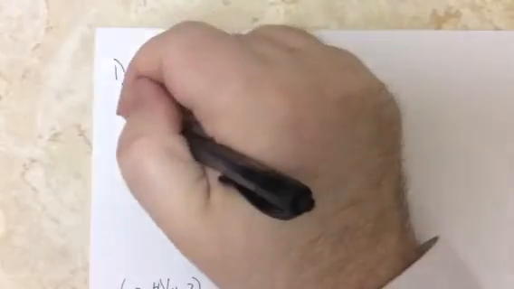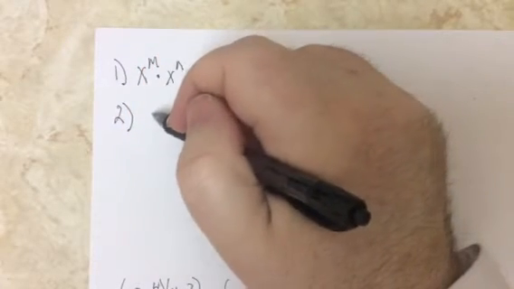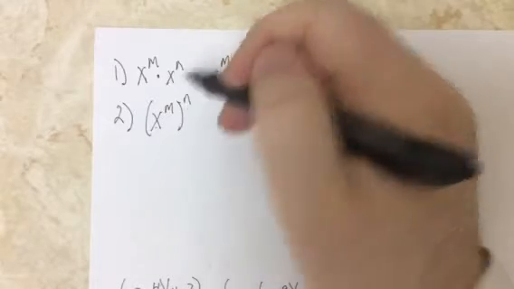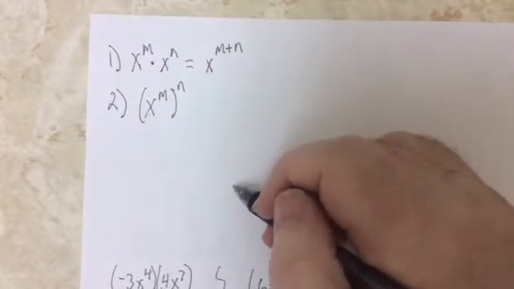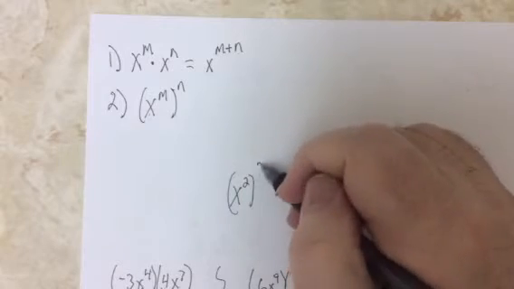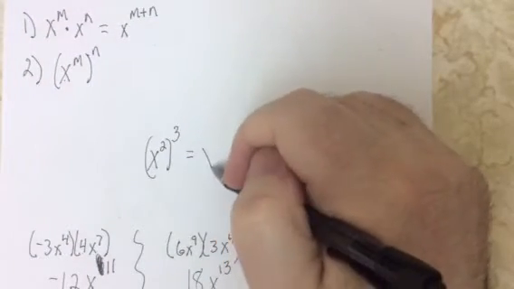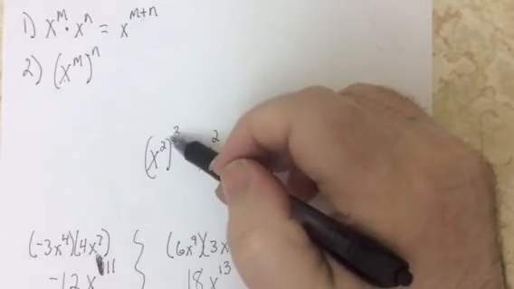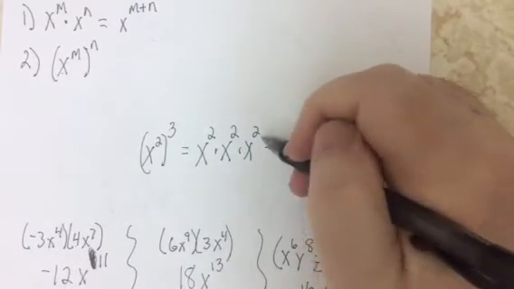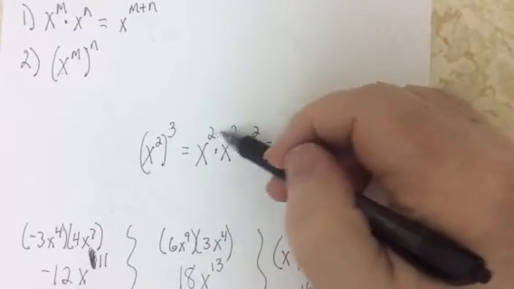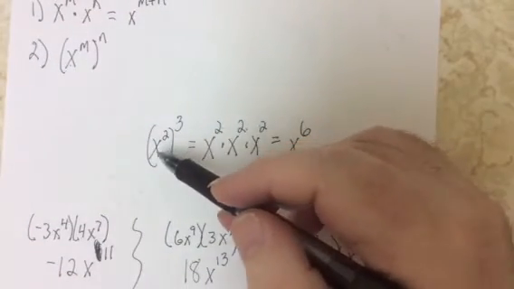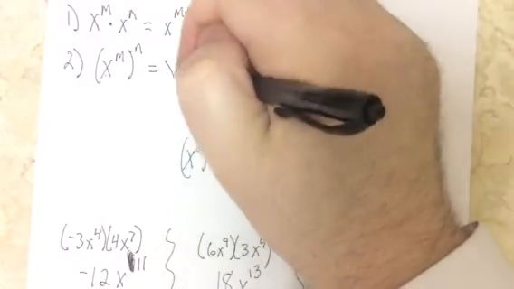Now, second rule. What do you do if you have a base raised to a power, then you raise all of it to another power? So for example, if I said x squared cubed, well, we could break this down: x squared times x squared times x squared, because this means you have 3 of these multiplied together. And when you multiply the same base, you add the powers, so that'd be x to the 6. So the rule is, when you have a base raised to a power, then you raise it all to another power, you multiply the powers.